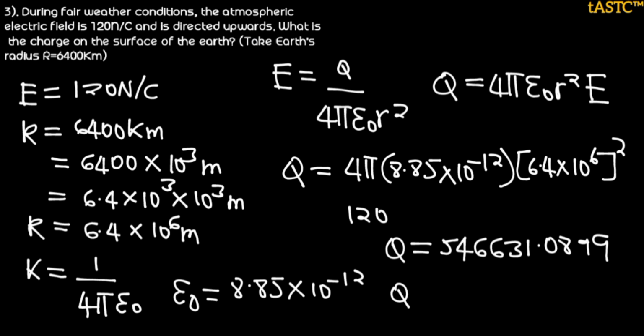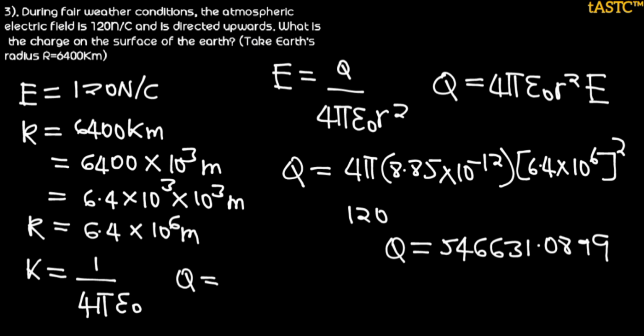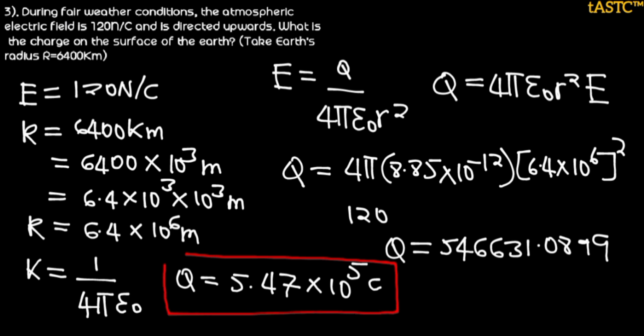I think I'm going to clear these out and write it here. Q is going to be equal to 5.47 multiplied by 10 to the power of 5. So this is 10 to the power of 5 Coulomb. This is going to be the answer. Q is equal to 4.57 multiplied by 10 to the 5th Coulomb.